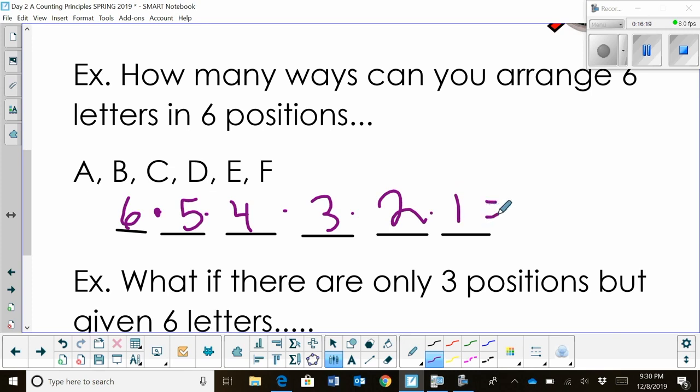So really, guess what? That car problem was a permutation. But it's a special type of the counting principle. Okay, so let's multiply all this together. This is going to give me 720.